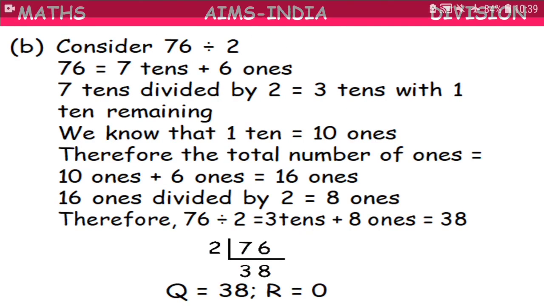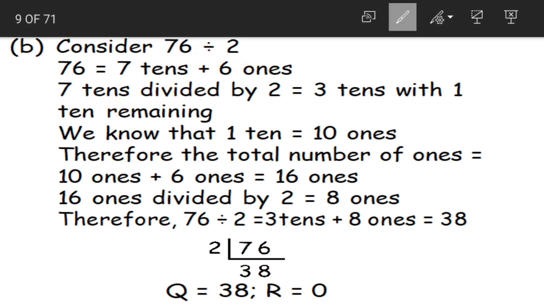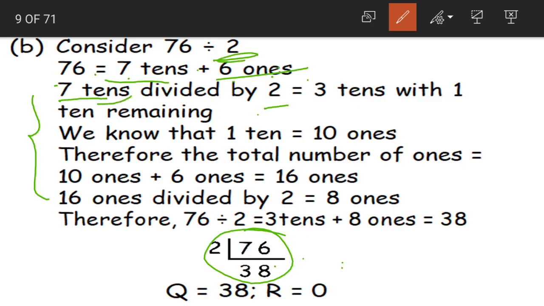Let us consider another example. 776 divided by 2. Now this is the breakdown, children. This is the breakdown of what happens in short division method. 76 is nothing but 7 tens plus 6 ones. Now first 7 tens divided by 2 becomes what? Tens are written in the answer as it is.